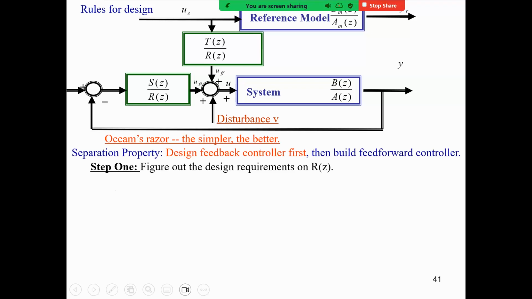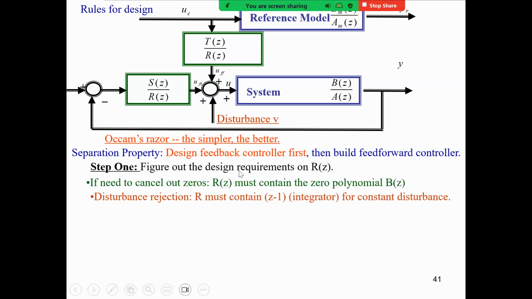The first step, before you directly solve the Diophantine equation, you had better figure out what the design requirement on R is, right? Because we know, do we want to cancel out zeros? If we want to cancel them out, then B has to be a part of it. Then there is also a disturbance rejection consideration. Let's say if the disturbance is a constant, you want to put the (z-1) into a part of your R, or if the disturbance is of some other type, that will put some design requirements on R. Then you figure out how you can design your R. You say, I have to put some factors of this and this into R. You put it in first.